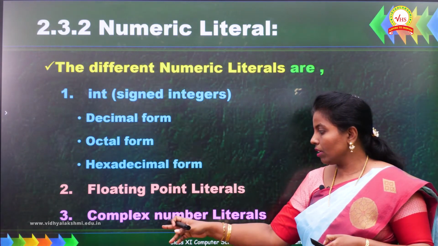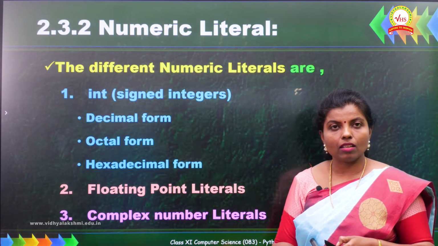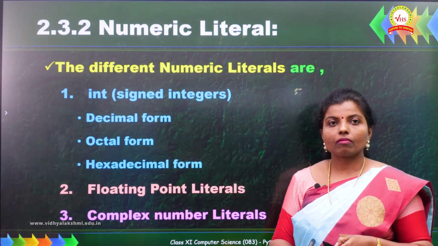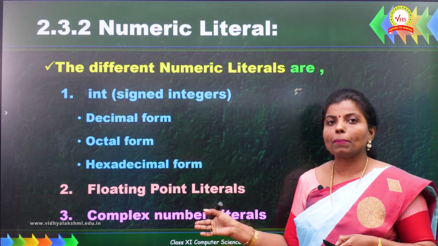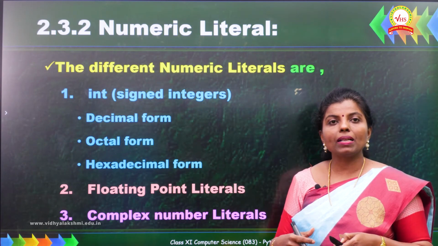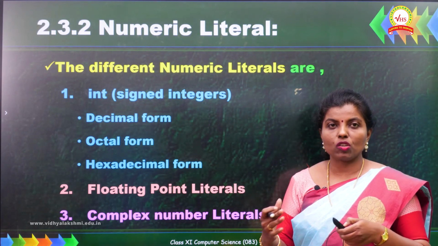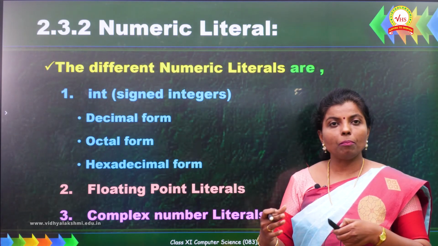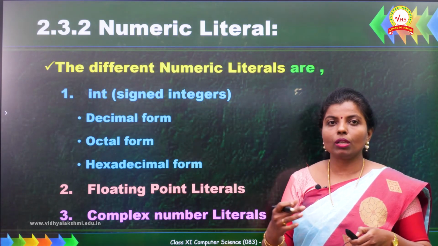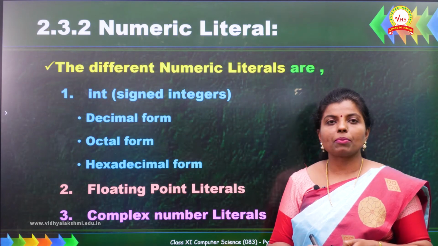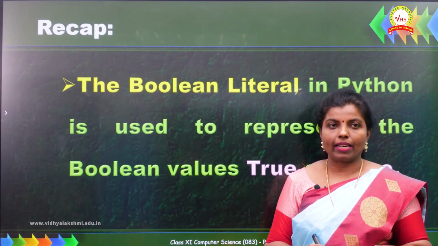And also we have learned about complex number literals. The complex number literals can be represented in A plus Bj form. A and B are represented as floating point values and J is represented as square root of -1.